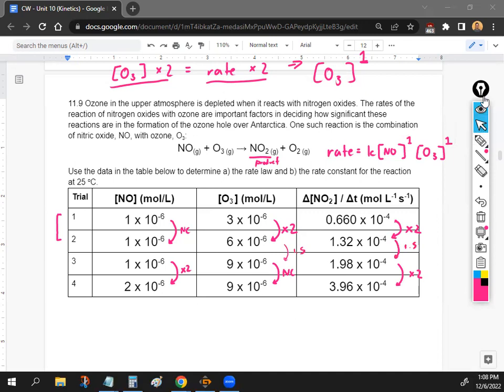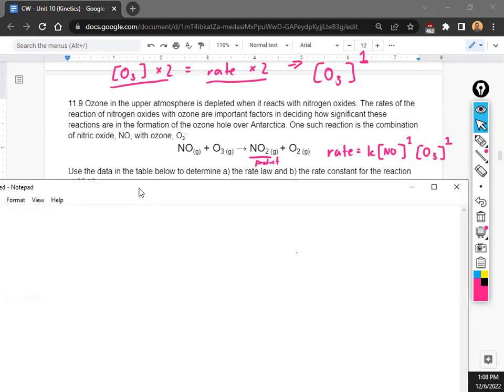Okay, so based on that, we can calculate the rate constant. Now, the rate constant is very, very easy to find. All you got to do is pick one of these trials and just plug in the numbers, because no matter which one you pick, you are going to get the same rate constant, okay, because it's a constant.